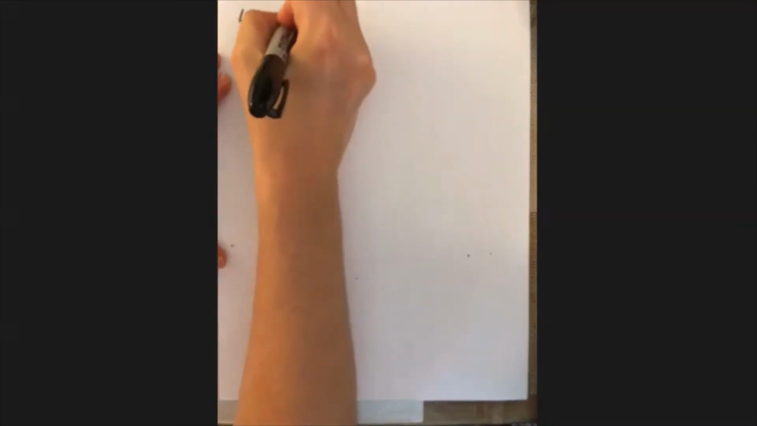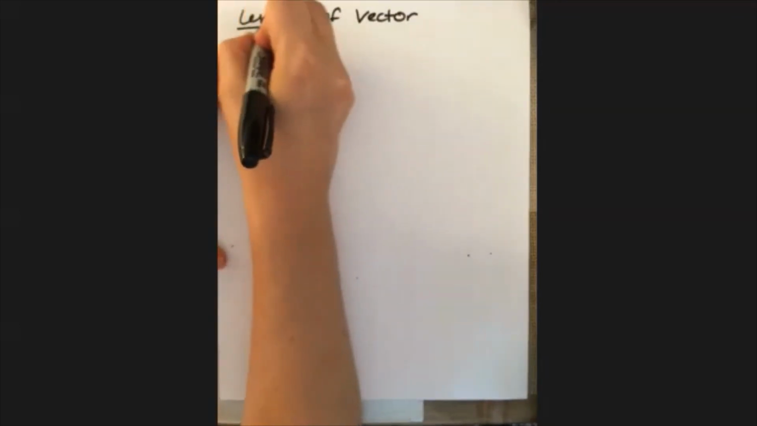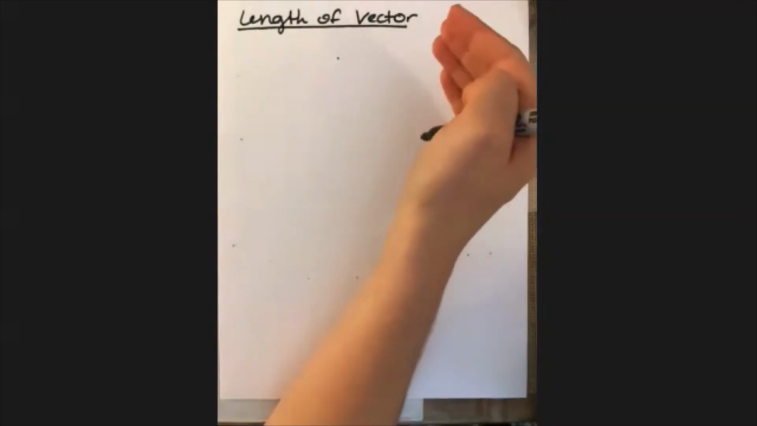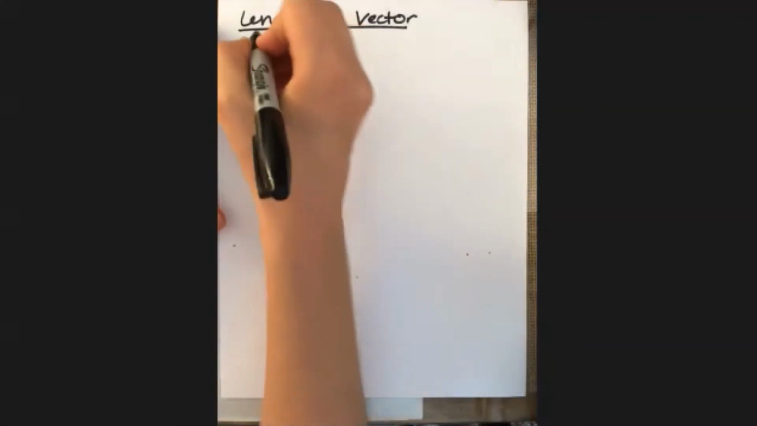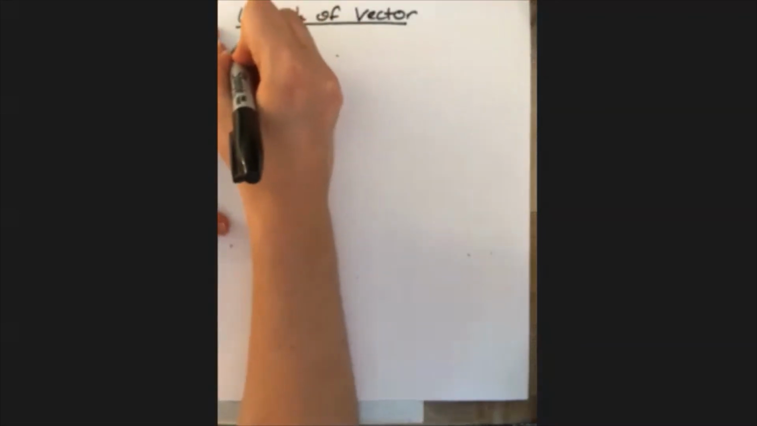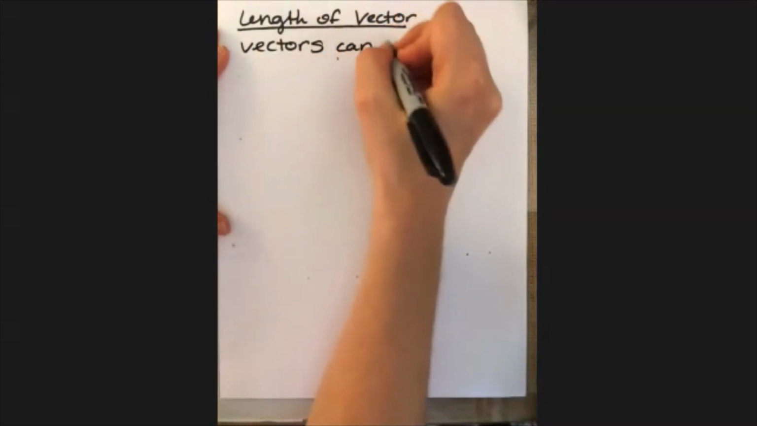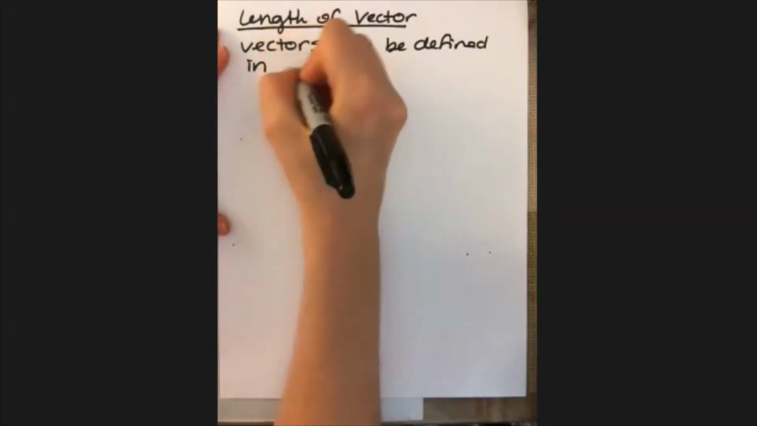So to wrap this up, I want to start talking about the idea of the length of a vector and the idea of a unit vector. Because this is going to allow us to break down a vector into its individual pieces of magnitude versus direction. Like we've been working with, vectors can be defined in terms of their components.